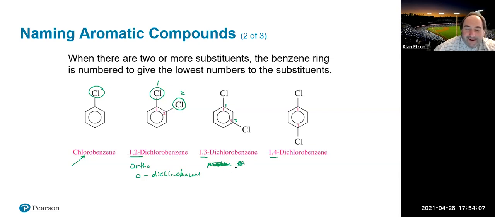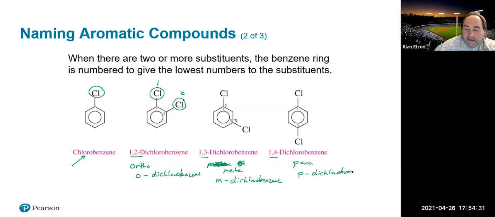She's going to write that right. Come here. Meta location. And that would be M-dichlorobenzene. And the 1,4 positioning of these groups on a benzene ring is what is known as the para positioning, and that it would be P-dichlorobenzene.